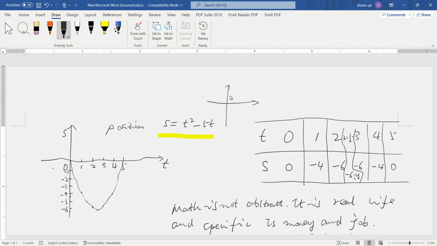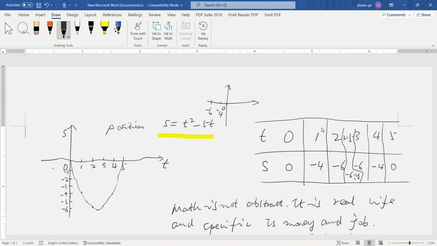We threw an object from here, 0. So here is the direction. First, we see when t is 0, the start point is here. It's a vector. This s is a vector because it has a direction. When t is 1 second, he moved to a place at negative 4. Then at second 2, when t equals 2, he moved to negative 6.